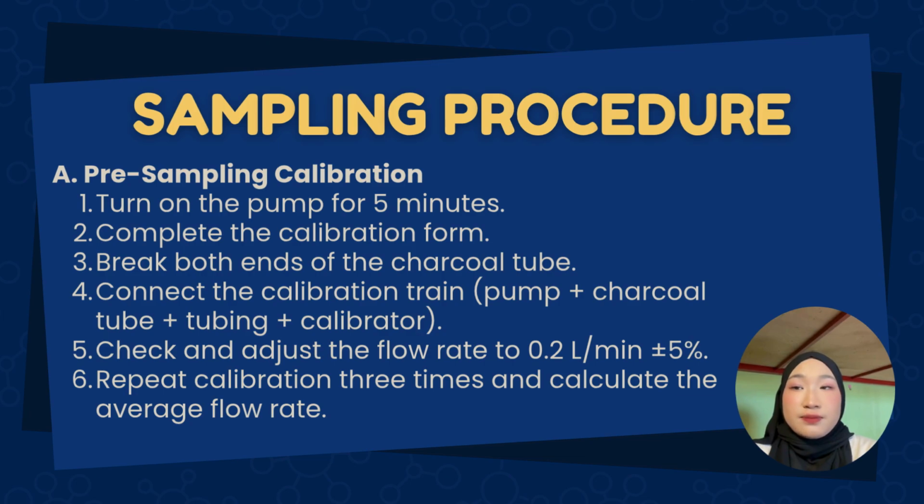First, we are going to the pre-sampling calibration. First, we have to turn on the pump for 5 minutes, then complete the calibration form, break both ends of the charcoal tube, then connect to the calibration train, where the pump is connected to the charcoal tube, also tubing, and to the calibrator. Next, we have to check and adjust the flow rate to 0.2 liter per minute plus minus 5%, and also we have to repeat the calibration 3 times and calculate the average flow rate.